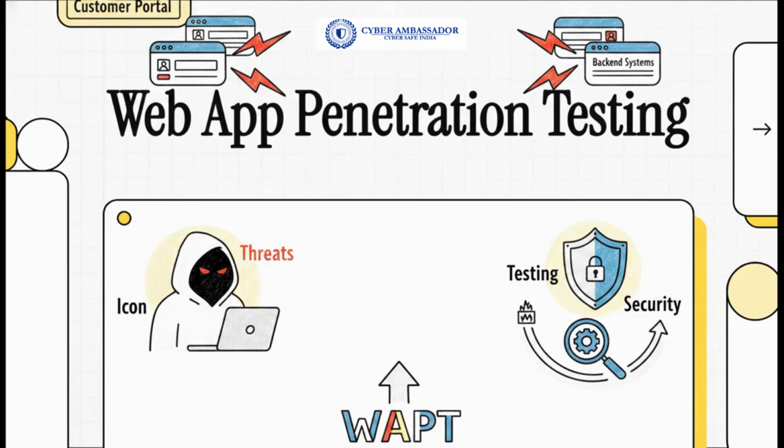Welcome to this explainer. We're just going to jump right into it because we're unpacking a pretty critical security reality today. If you're running a business, your web applications are literally the primary target for modern cyber threats. Period. From the portal your customers log into all the way to the backend systems your own employees use, these digital assets are constantly in the crosshairs. So today we're looking really closely at web application penetration testing, or WAPT for short. We're going to see exactly how to secure these environments before the bad guys find a way in.